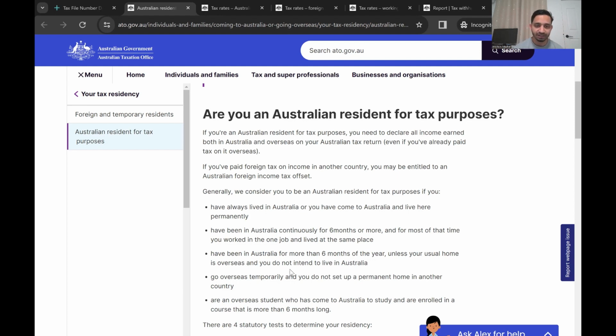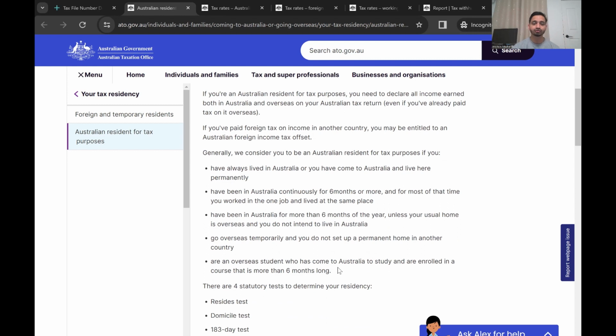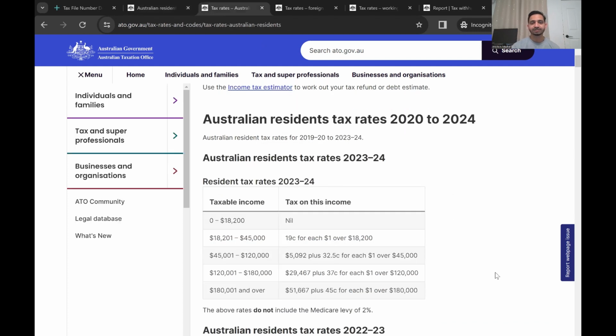But let me give you an overview: if you're a student studying more than 6 months, you want to make sure that you are taking the Australian resident option, because you are considered an Australian resident for tax purposes, okay? Now, let's look at what the tax rates are for Australian residents. If you want to learn more about the tax rates in Australia, you can go to my video here. I've given you detailed information about the tax rates this year and next year in that video. Okay, let's look at the current tax rates for Australian residents.